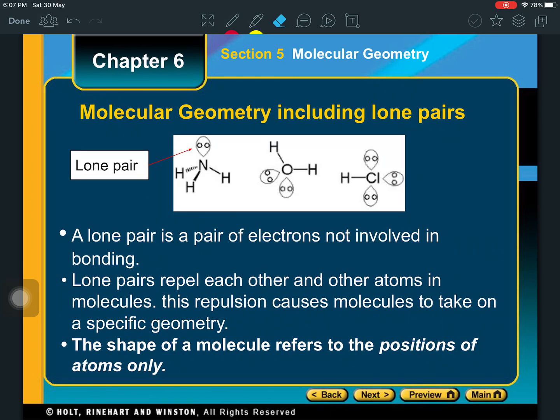Hey guys, so we are starting day 2 of lesson 6.5. Yesterday we talked about 3 situations in which you can arrange atoms in a molecule without the presence of any lone pair.